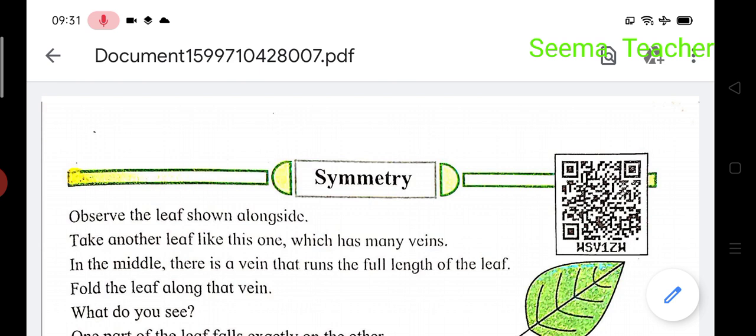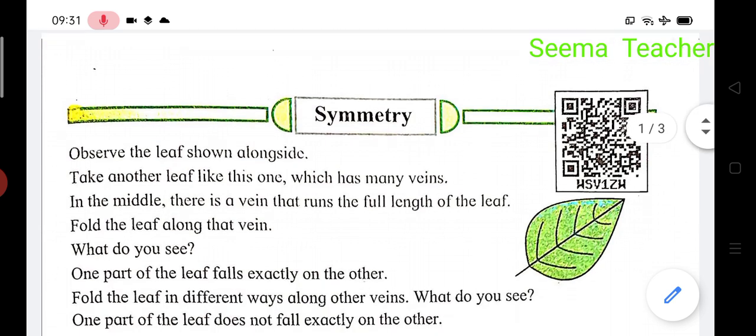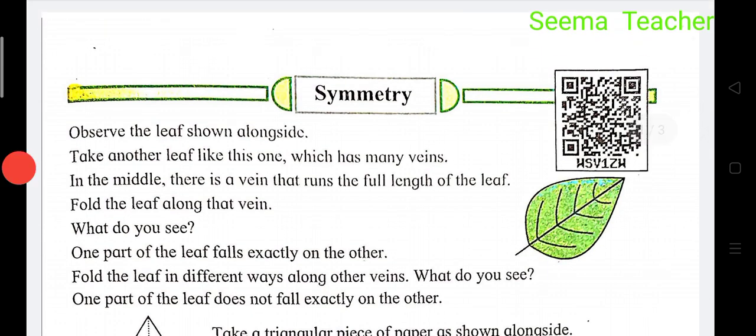Observe the leaf shown along the side. Take another leaf like this one, which has many veins. See here, there are many veins. In the middle there is a vein that runs the full length of the leaf. Fold the leaf along that vein. What do you see? One part of the leaf falls exactly on the other.